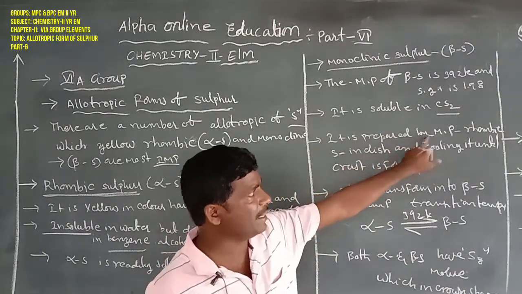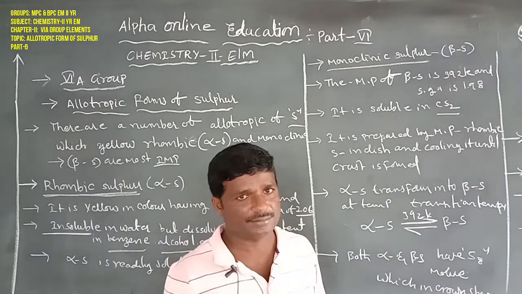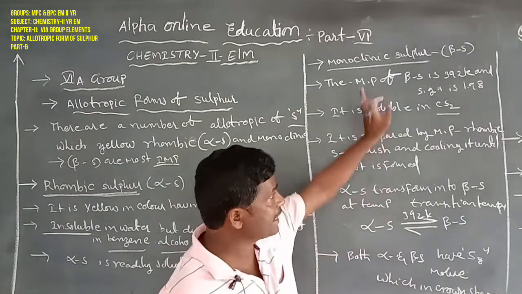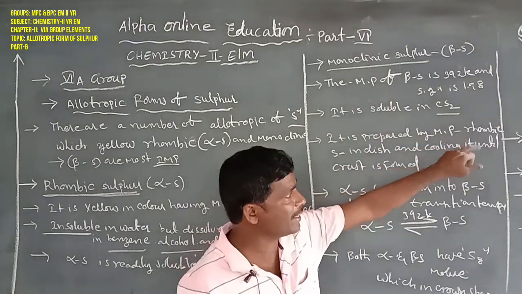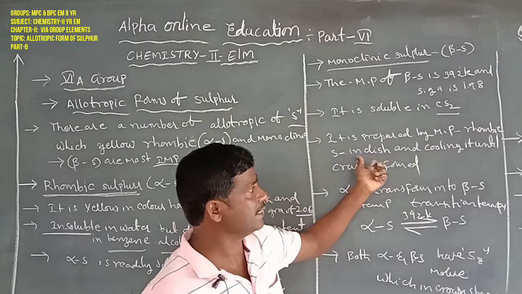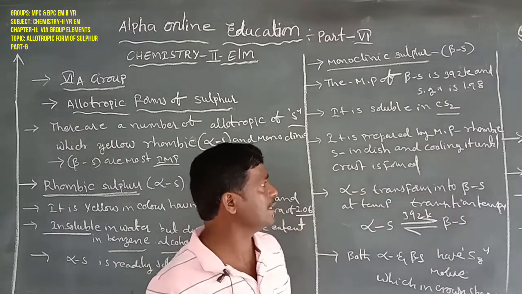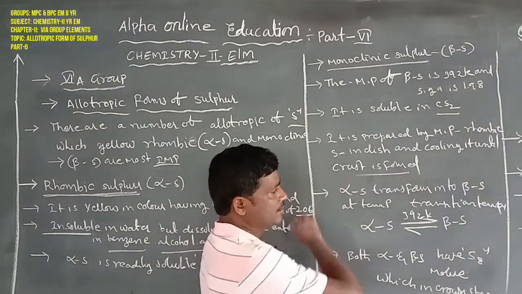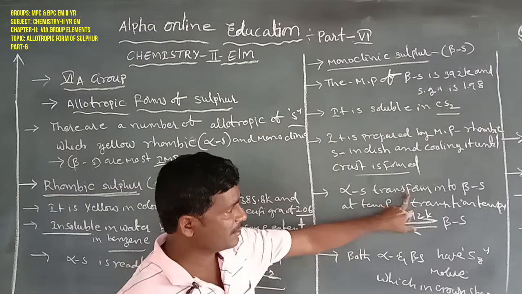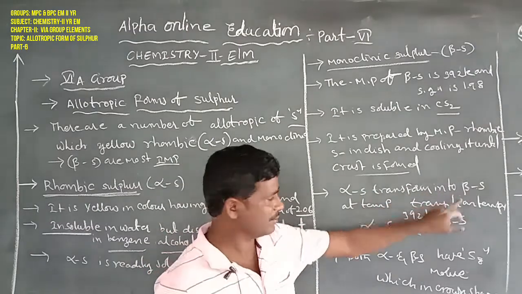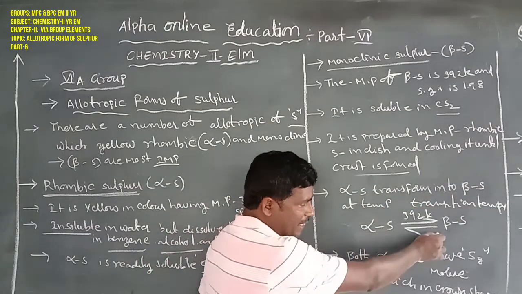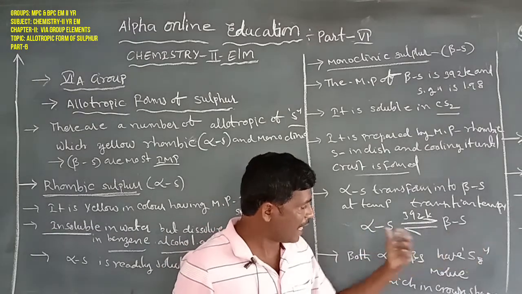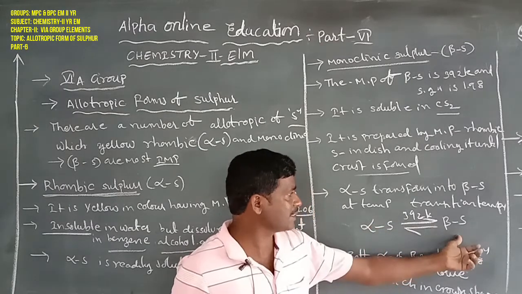It is prepared by melting rhombic sulfur in a dish and cooling it until a crust forms. Beta sulfur, also known as monoclinic sulfur, is formed this way. Alpha sulfur is converted to beta sulfur.